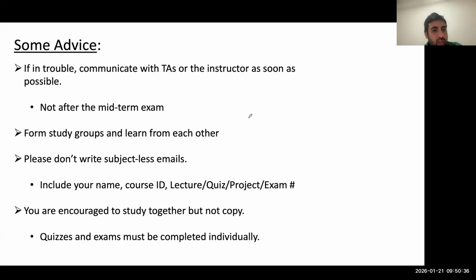As I said, you are encouraged to study together in groups, but you are not encouraged to copy, which means you should benefit from each other in understanding the material. But when you are doing the quizzes or the homeworks, you are supposed to do them in individual capacity. Okay, any questions?